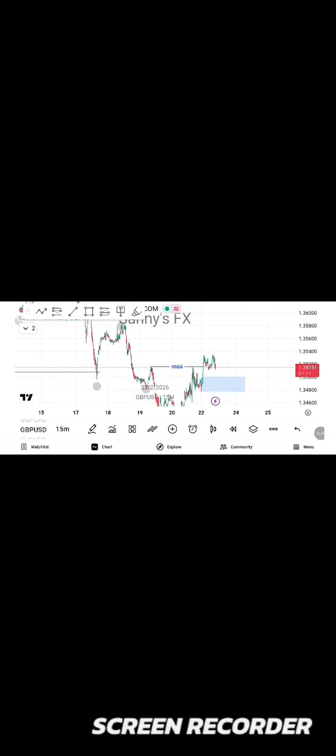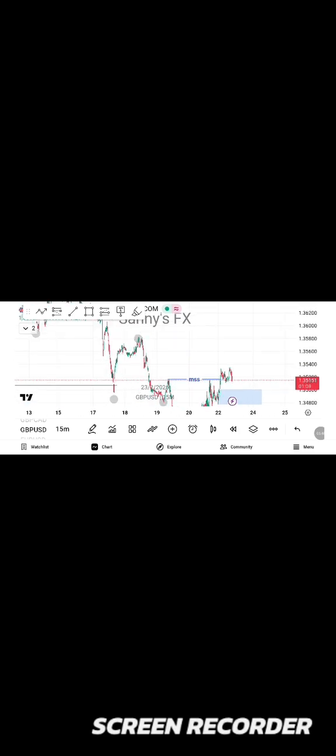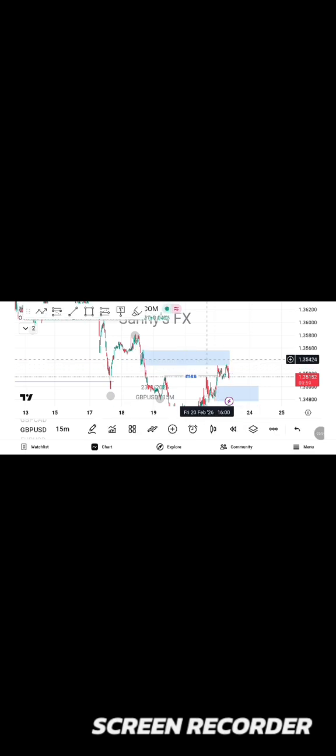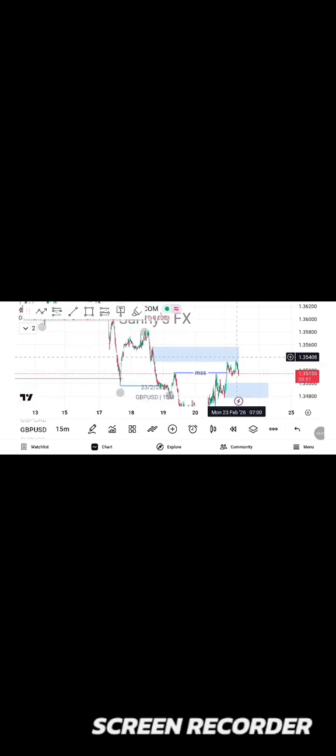Reading this structure right now, what I noticed was that we came to a supply zone here. Let me mark it out properly. You can see what I'm talking about. We came into this supply zone that led to this break of structure right here. That led to the break of structure. We came to that mini supply zone.